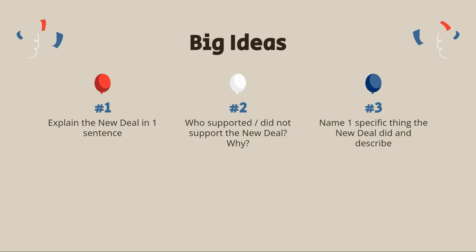Let's go over our big ideas. Make sure we get these down. First, 1 sentence. Explain the New Deal. You should be able to do that. Number 2, who is supporting the New Deal? What are their beliefs? Why? Who did not support the New Deal? What are their beliefs? And third, name one specific thing, like name an agency that the New Deal does and describe it.